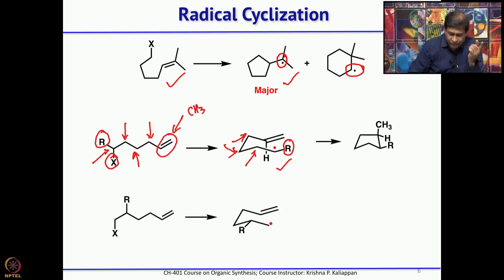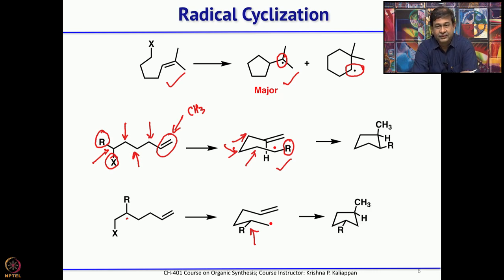So I will give one more example. Now I have just moved the R group to the second carbon. Again, you draw the same chair conformation and put this R in the equatorial position. Do the radical cyclization, and as you can see here, in this case the methyl and R are trans to each other. So these are the major products.